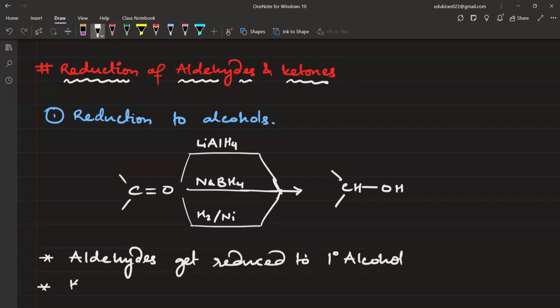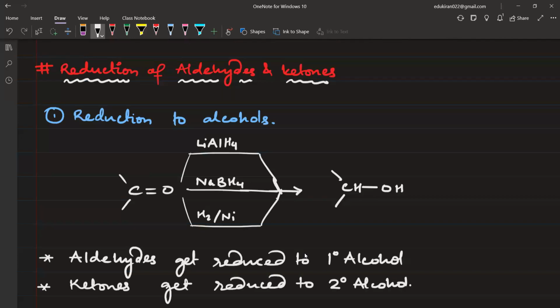Second point, ketones get reduced to 2 degree alcohol. All of you got this? Yes or no? Please tell me. Do you remember? Yes. All of you remember this? Yes or no? Aisha, Hafsa, Marim Khatun, Saad, alcohol chapter. Yes or no?